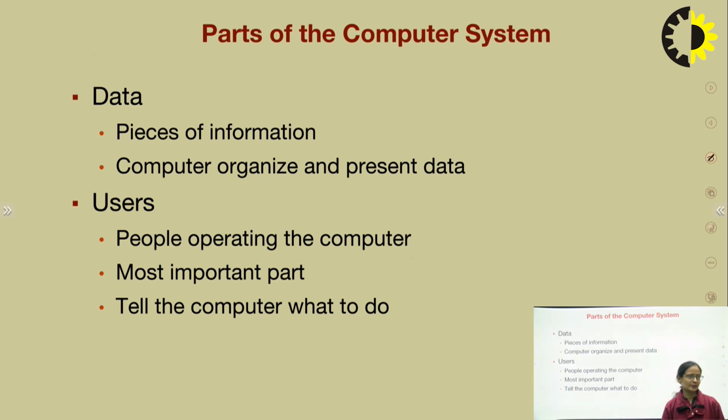Data, as we have already seen, is a piece of information, and the computer organizes and presents the data in the form of meaningful information to you. Users are basically people operating the computer, and they are the most important part because they tell the computer what to do. From environment to environment, the working or the processing of an application may vary. So the user basically tells the system what kind of work needs to be done.